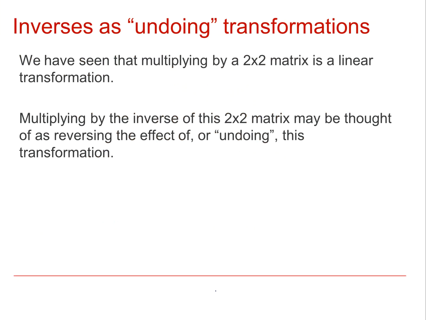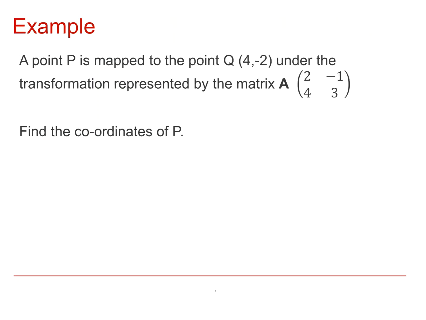We've already seen that multiplying by a 2 by 2 matrix is a linear transformation. Multiplying by the inverse of this 2 by 2 matrix can be thought of as reversing the effect of, or undoing, this transformation. Here's an example. A point P is mapped to the point Q (4, -2) using the transformation represented by the matrix A. We're asked to find the coordinates of P, the starting point.